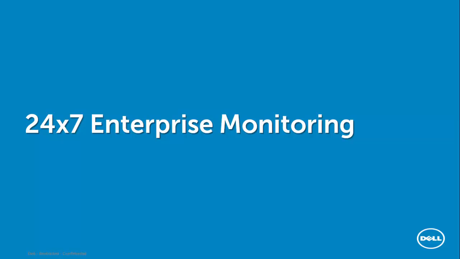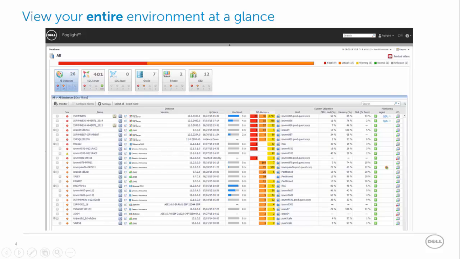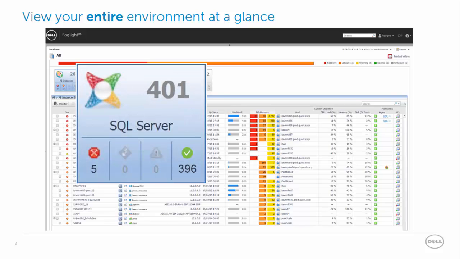Let's start with the monitoring aspect of the product. Foglight for SQL Server is part of the Foglight for Databases heterogeneous solution, which allows you to monitor your entire environment across domains from a single view. This solution supports SQL Server, Oracle, DB2, SAP ASE, MySQL, and Postgres. In this session, we'll focus on Foglight for SQL Server and see how it empowers SQL Server DBAs.